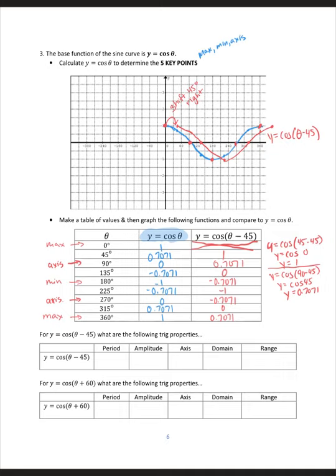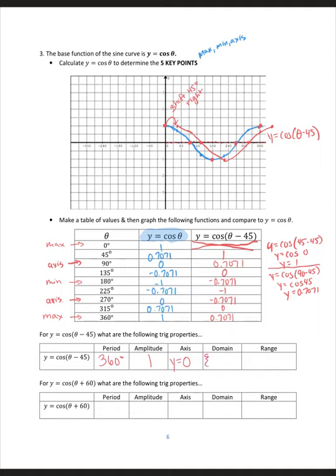All right, so what can we conclude about this? So for y equals the cosine of theta minus 45, what are the following trig properties? Well, if we evaluated our period again, it's still a 360-degree period. Our amplitude, which is the distance from that axis to the maximum, is still going to be 1. You can see our axis is unchanged from our original function. It's still at y equals 0, because remember, our axis is that horizontal line that cuts the function in half. So that's right at y equals 0.